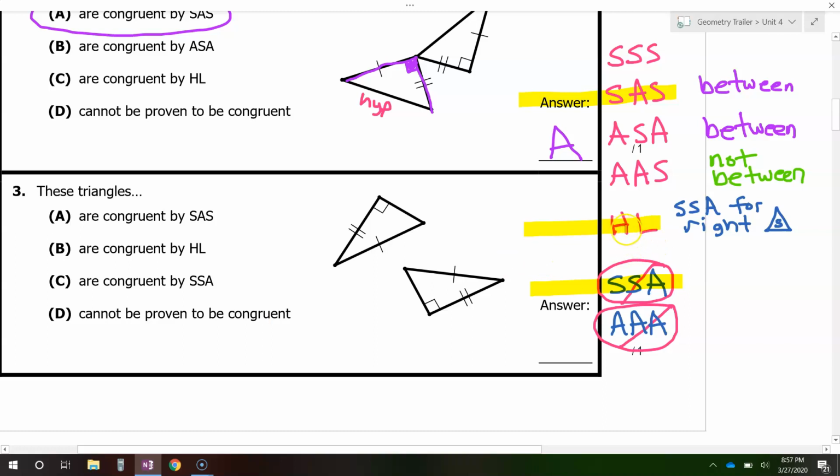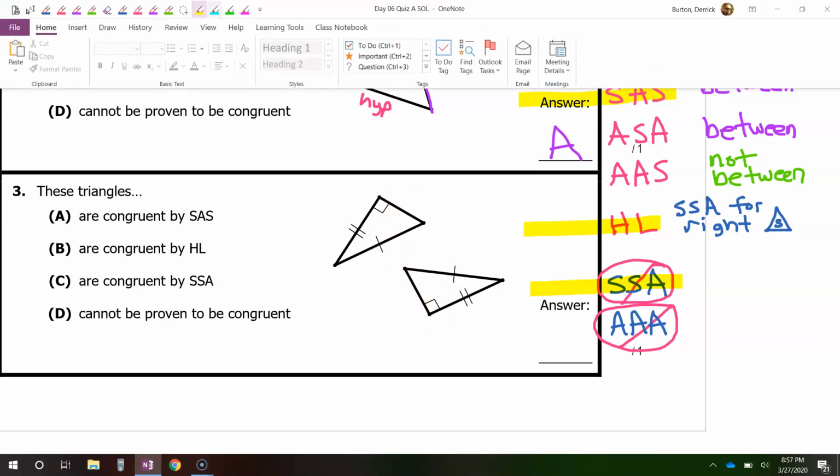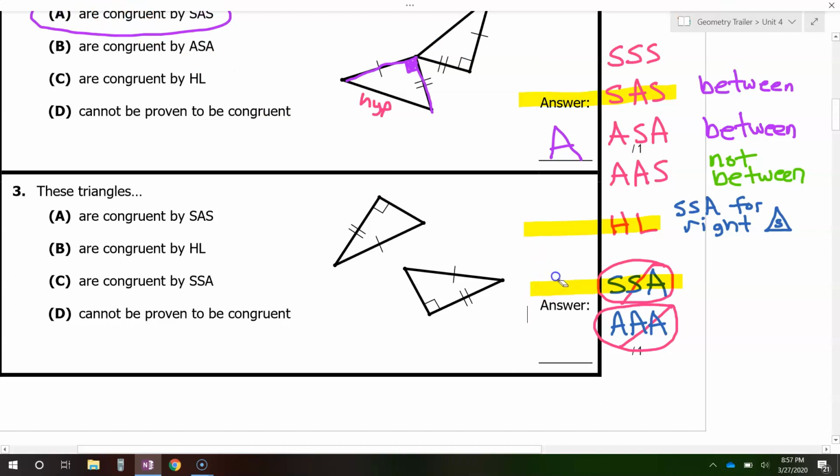Always start with hypotenuse leg by asking yourself, is this a right triangle? I see the 90-degree angle. This is a right triangle. That means this one, the one that can't be proven congruent, that's not a possibility. It's either going to be side-side angle, which makes it hypotenuse leg, or it'll be side angle side. It's going to be one of these two answers now. Okay, now which one is it?